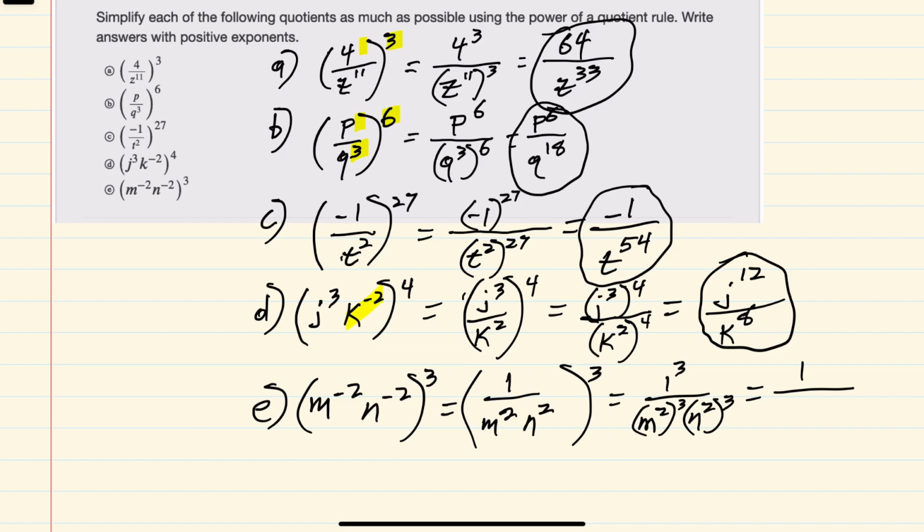Multiplying the exponents when I have one inside and one outside the parentheses gives me an m to the 6 times an n also to the 6.